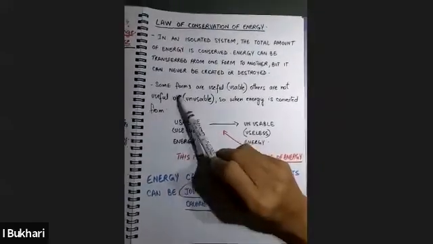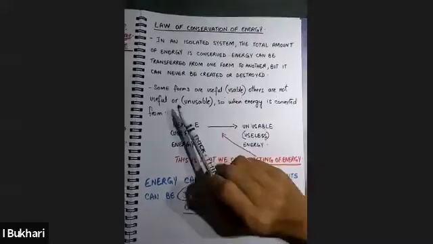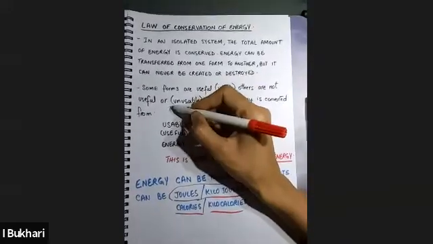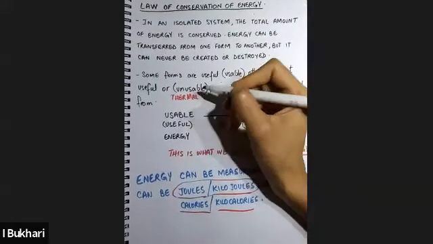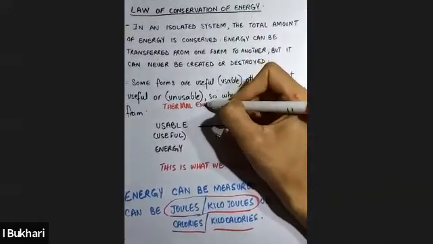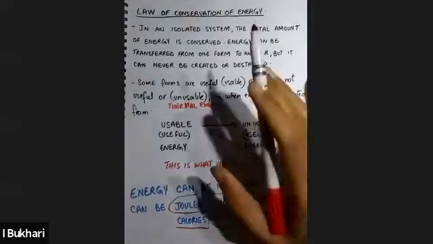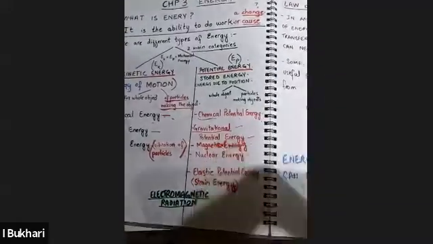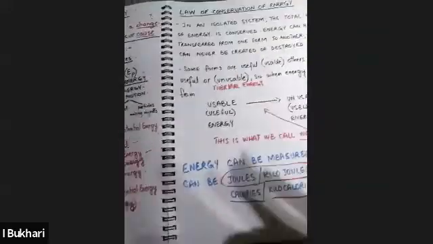So some forms are more usable, more useful to us, and others we cannot use. We don't know how to use them. And this is usually the thermal energy, the heat. Thermal energy is also referred to as heat. Okay, so remember, all these types of energies that I have talked about can be converted into thermal energy.